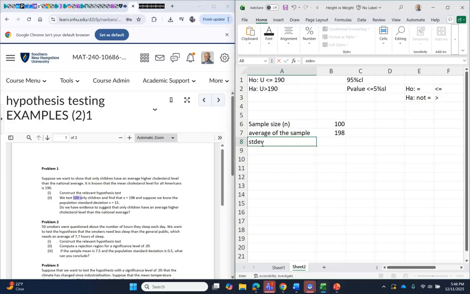And in this case, if you can remember, we have to find if the standard deviation is of the population or it is of the sample. If the standard deviation is of the population, then we will use the z-test. But if we have to use the standard deviation of a sample, we have to use the t-test. So here, the standard deviation is of a population, which is 15.